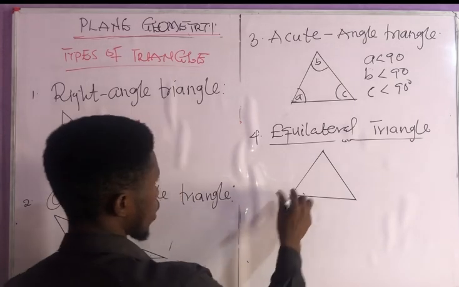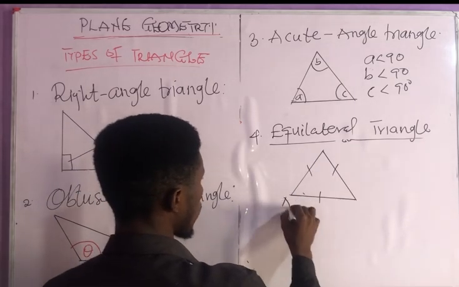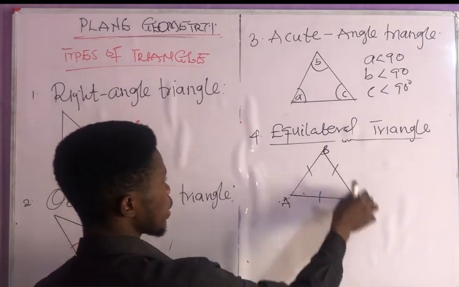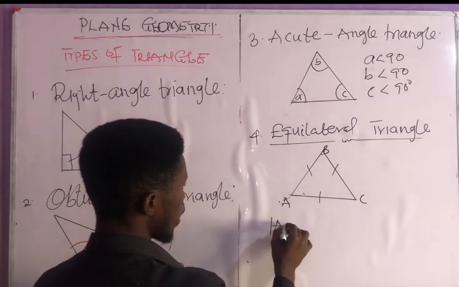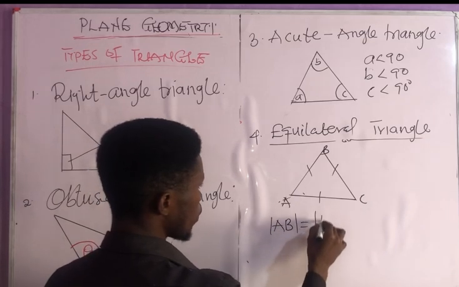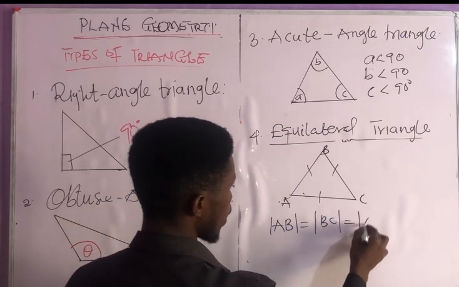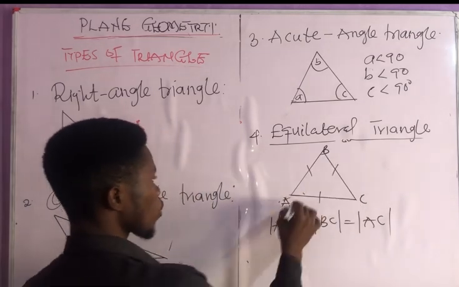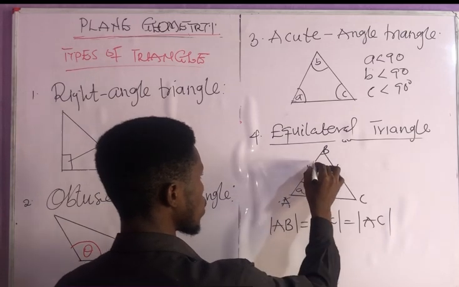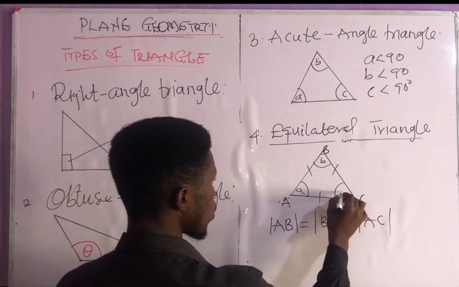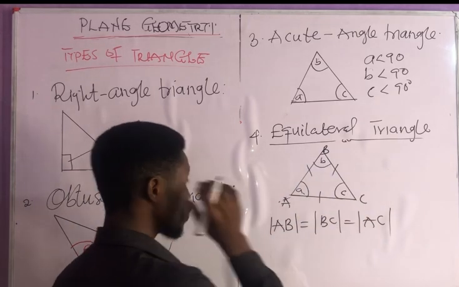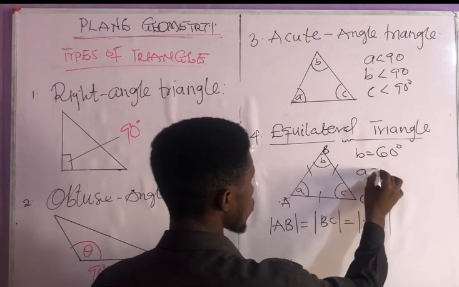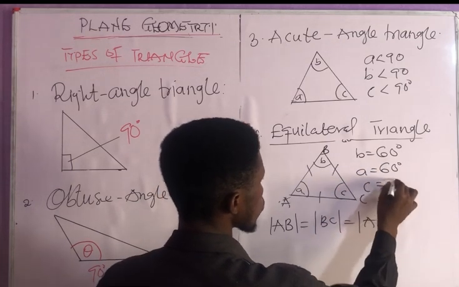So if this is our equilateral triangle, we are saying that all the sides are what? Equal. Okay? Line AB is equal to line BC is equal to line AC. So this is equal to that, this is equal to that, this is equal to that. Is that okay? Also, the angles here are all equal, and they are all equal to 60 degrees. So B is equal to 60 degrees, A is equal to 60 degrees, and C is equal to 60 degrees.